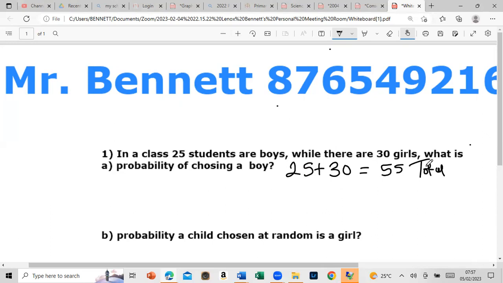So now we want to choose a boy, right? So this is our denominator, which is 55. We can choose any of the 25 boys. So our numerator would be 25. All right, so what we have to do now is basically break it down. What number can both go into 25 and 55 without a remainder? Type it in the comment section, guys, let me check.